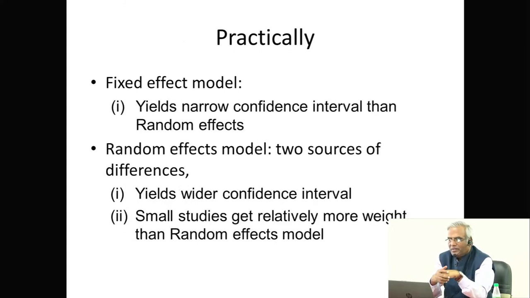And practically, what happens is, the summary estimate, point estimate is roughly similar. Some differences may be there. But confidence interval is narrower in fixed effect model. And it is wider confidence interval in random effect model.